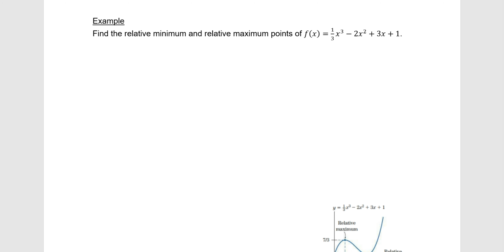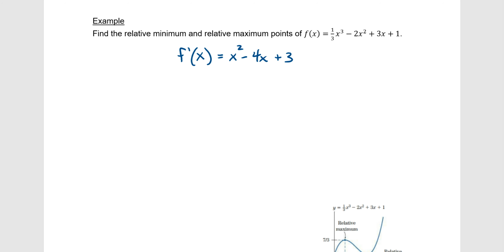So that's going to be the derivative of f of x, using the power rule. It's going to be 1/3 times 3, which is just 1. Subtract 1 from the exponent, and then minus 4x, linear term, constant term, so 3 plus 0.